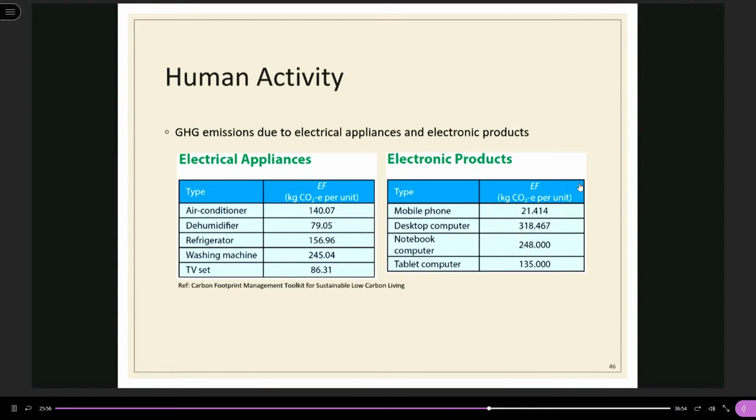Electrical appliances, electronic products. These are the carbon dioxide emissions per unit. This per unit should be per unit of energy consumption. For the washing machine, you're consuming electricity and also water, so we have higher values. And a notebook computer also has a high value. Desktop computer also has a high value.